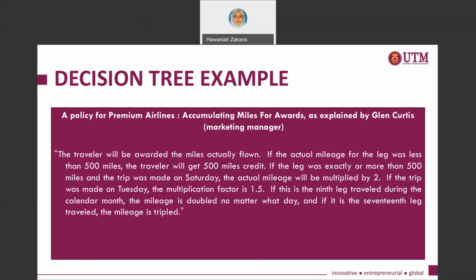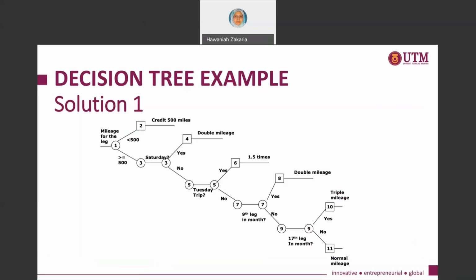If the trip was made on Tuesday, the multiplication factor is 1.5. If this is the 9th leg traveled during the calendar month, the mileage is doubled no matter what day. And if it is your 7th leg traveled, the mileage is tripled. Once we have identified several of them, this would be the decision tree produced.